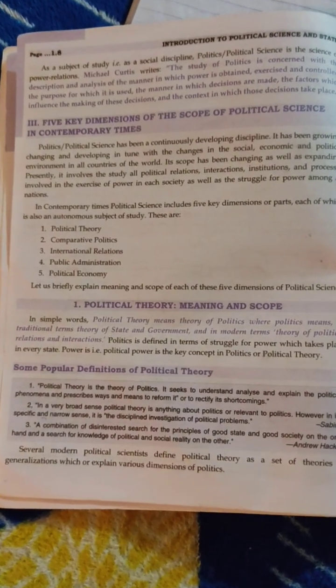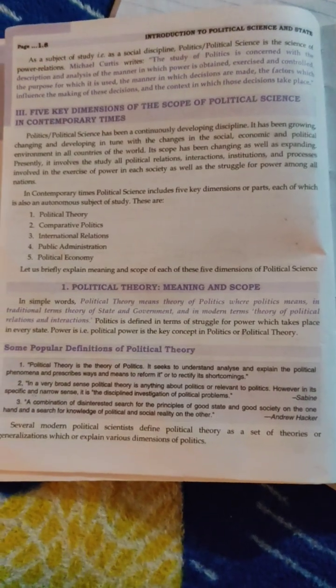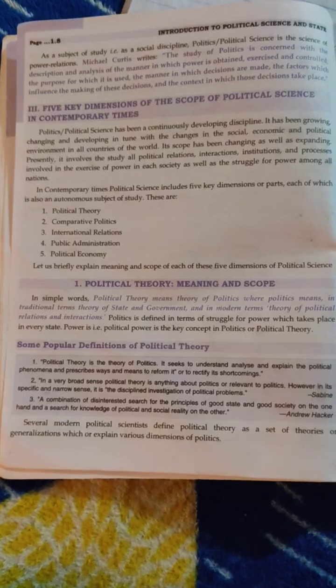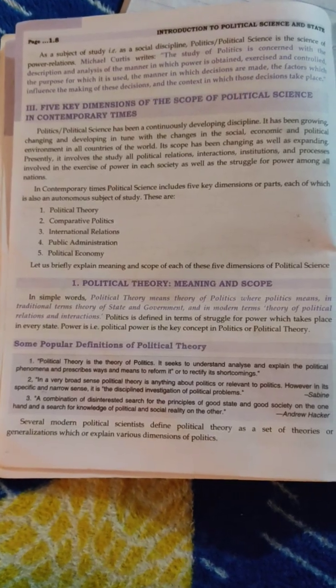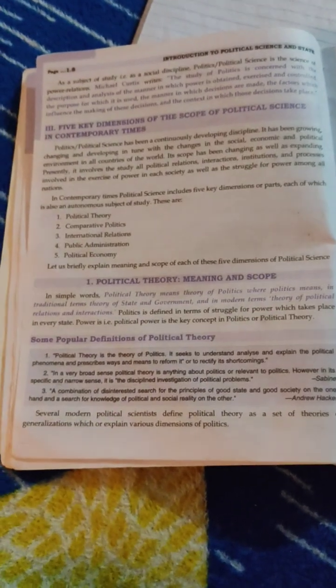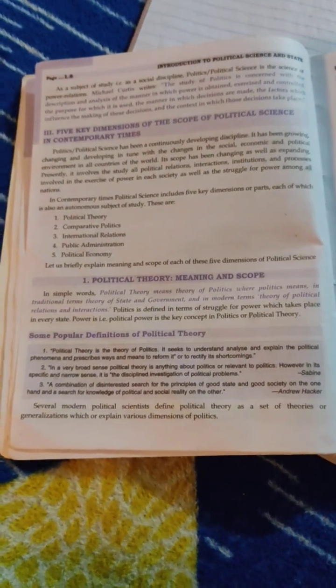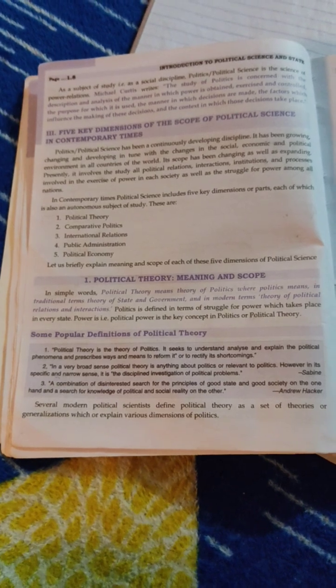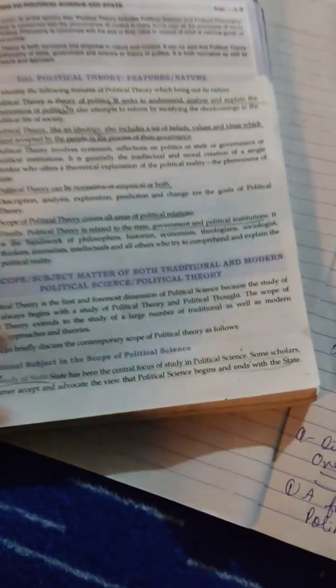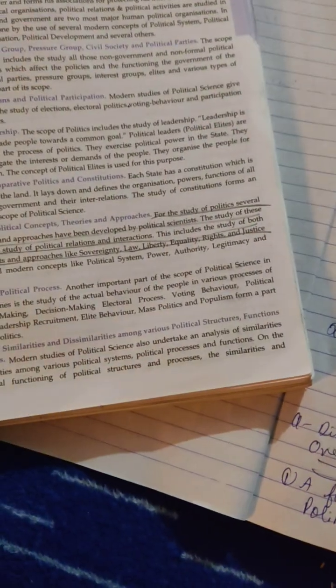In simple words, political theory means theory of politics, where politics means, in traditional terms, theory of state and government, and in modern terms, theory of political relations and interactions. So political theory का क्या मतलब होता है कि जब in traditional sense, politics means only the study of state and government, while in modern terms, it is the theory of political relation and interactions. Second हमारा scope का क्या point आता है?